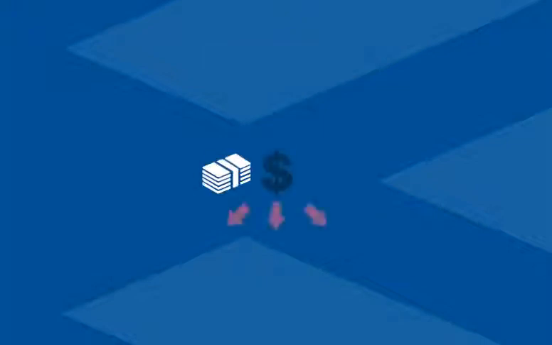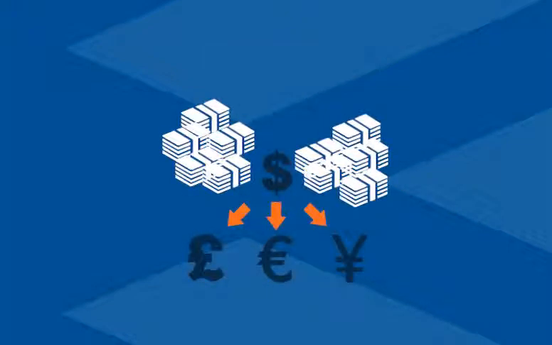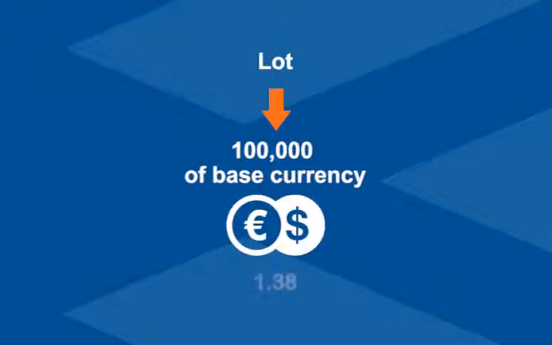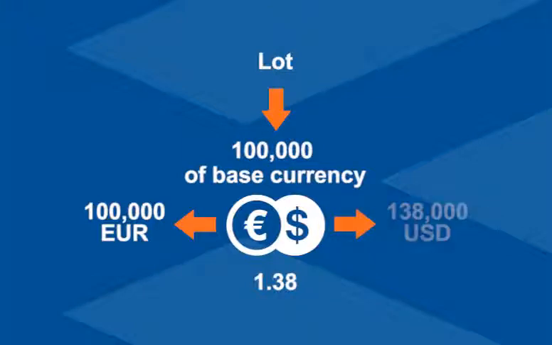We would also need to know how big an order we want to put in. The term of measurement in Forex is called a lot. One lot contract is equivalent to 100,000 in the base currency. For example, at 1.38, one lot of euro means you will need to hold 100,000 euros, and to do that, you need to have 138,000 US dollars.